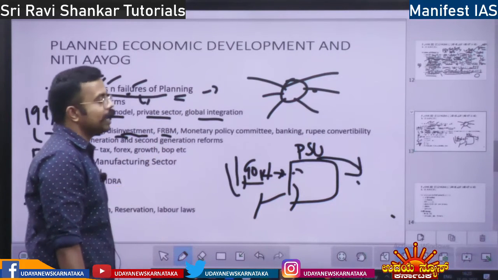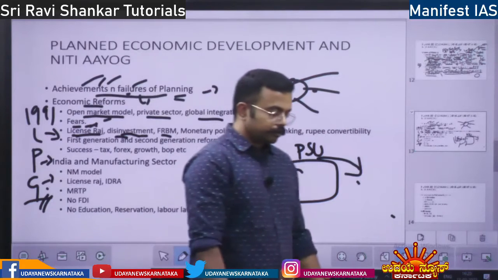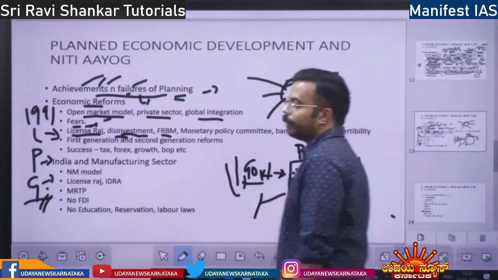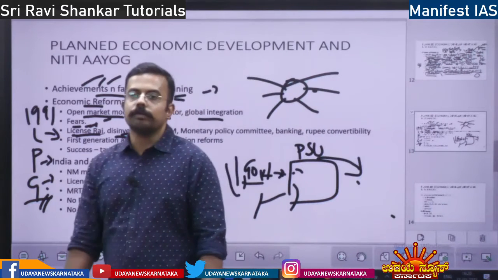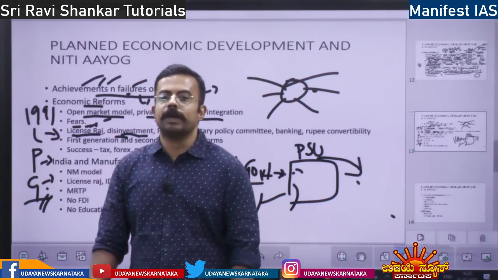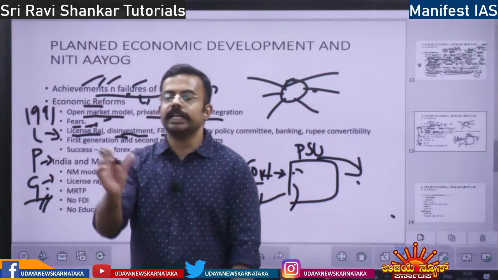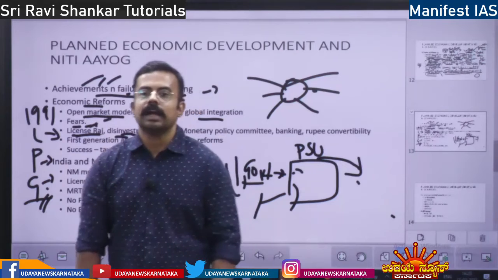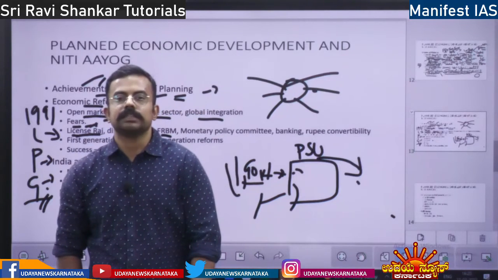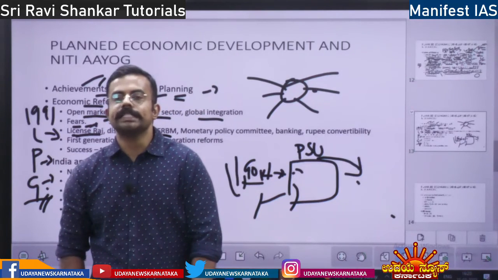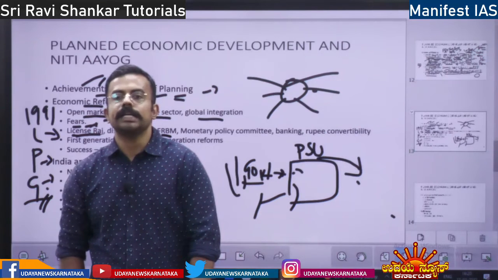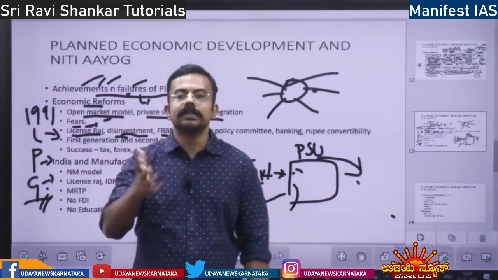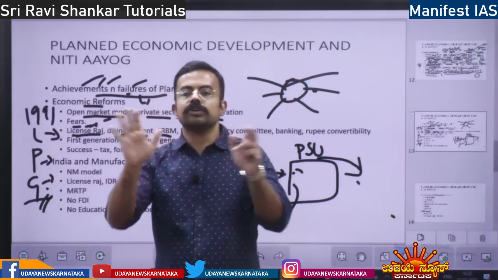Next, FRBM Act, Fiscal Responsibility and Budget Management. I told you, if the government invests 100 rupees and it gets back 97 rupees, that 3 rupees, what would the government used to do? The government used to print the money and bridge the deficit. But that is called monetization of deficit. Monetization means monetary, money. The government used to print the money and show that there is no deficit.